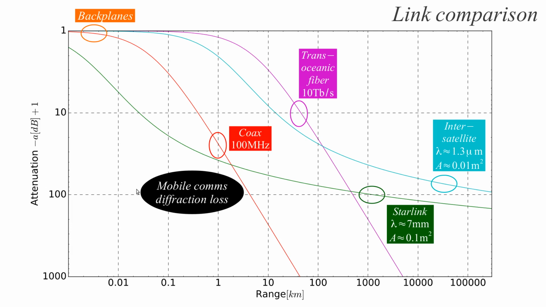So mobile communications also use unguided waves, but these unguided waves at much shorter distances because of the high diffraction loss. So mobile communications do not break records for range nor capacity. Capacity and range, everything is limited here because of the high attenuation.